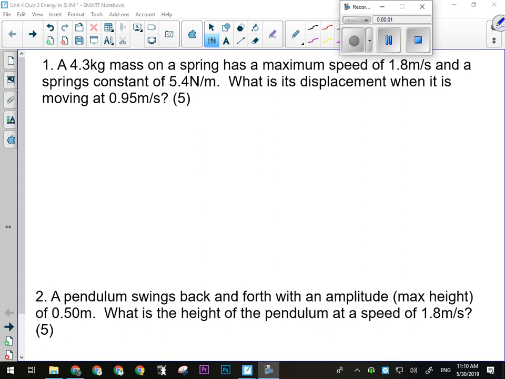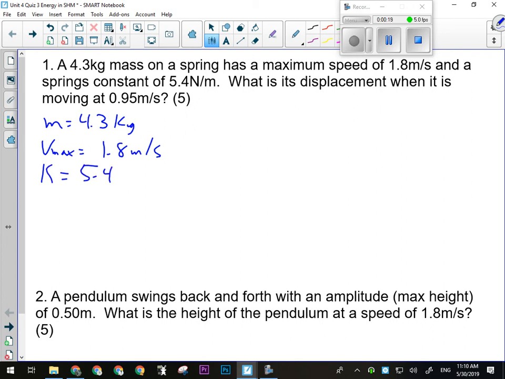Right, so for question number 1, we're dealing with a mass on a spring. We know the mass is 4.3 kilograms. We know the maximum speed is 1.8 meters per second. We know the spring constant is 5.4 newtons per meter, and we are looking for the displacement when it's moving at 0.95 meters per second. All right, so that's what we're looking for.